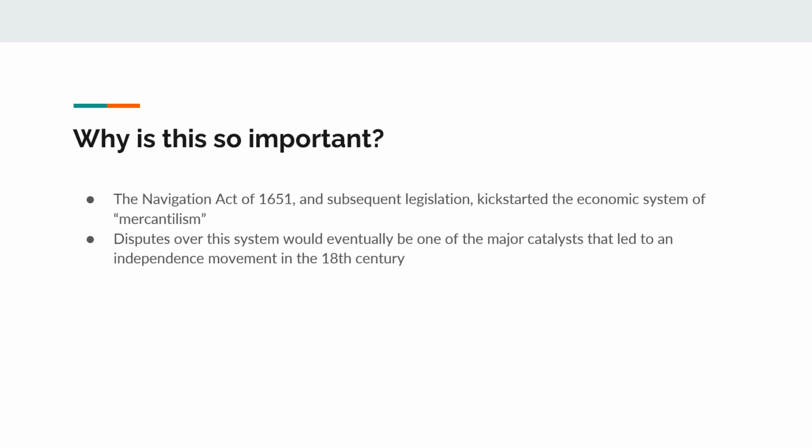And why that's so important, the Navigation Act of 1651, subsequent legislation, that kickstarted the economic system of mercantilism, like we said. And disputes over the system, kind of almost a bitterness about it, that restriction of freedom would be one of the major catalysts that leads to independence in the 18th century.